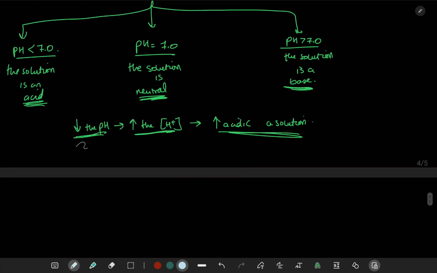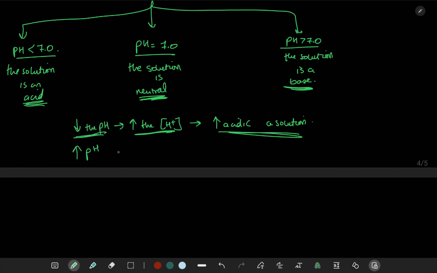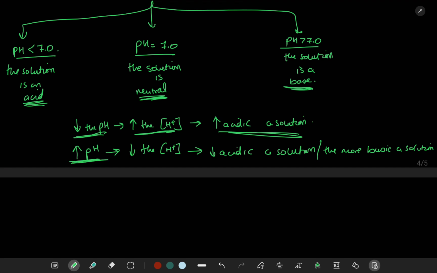Now on the flip side, if you have a higher pH, the greater the pH, the lower the hydrogen ion concentration, and the less acidic, meaning the more basic a solution. Okay, so those are the key relationships or patterns within the pH scale.